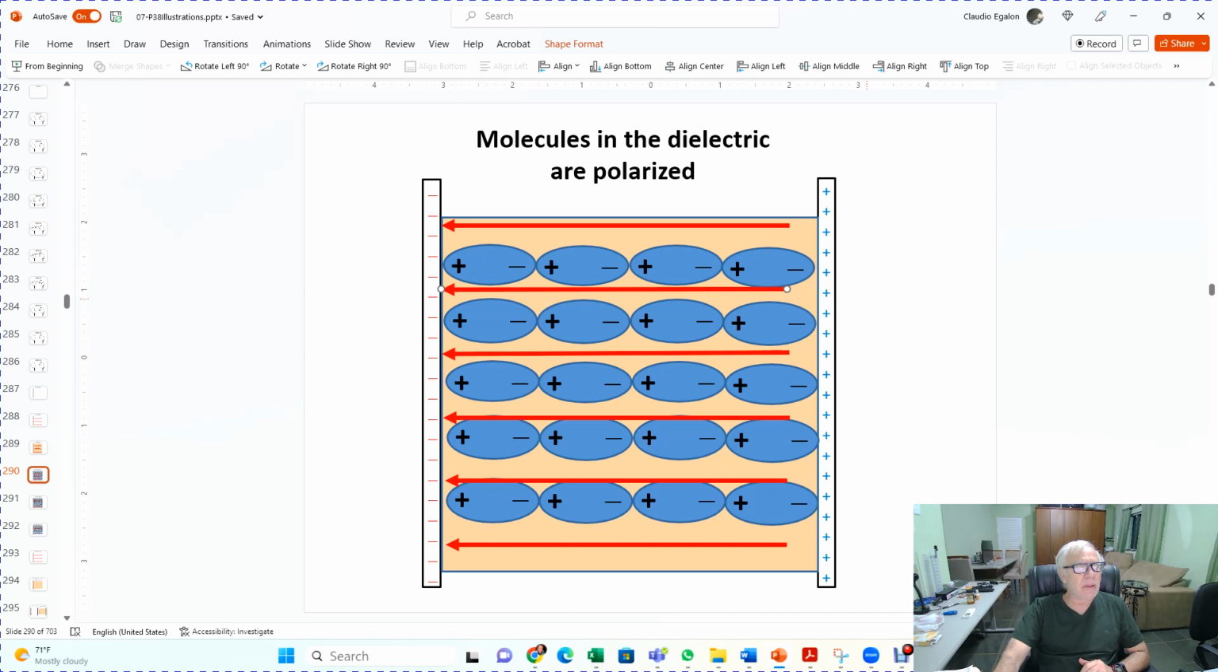Okay? Without this electric field, there is no polarization of the molecule, and the molecule just has no electric field of itself. Okay, that's what happens.